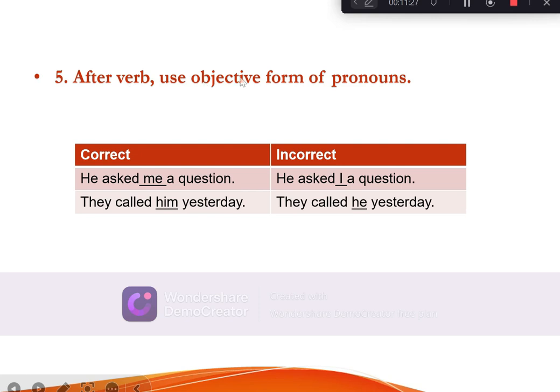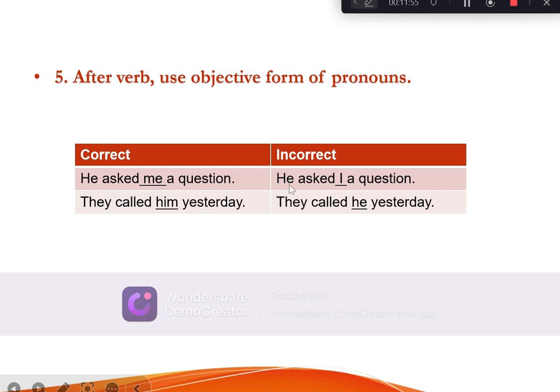After verb, use objective form of pronouns. As we discussed in the slide of cases, subjective and objective cases, always use objective form of pronoun after verb. He asked me a question. Me is objective form, which is used after verb. Asked is a verb, so after asked, me is used, which is objective form of pronoun, therefore the sentence is correct.